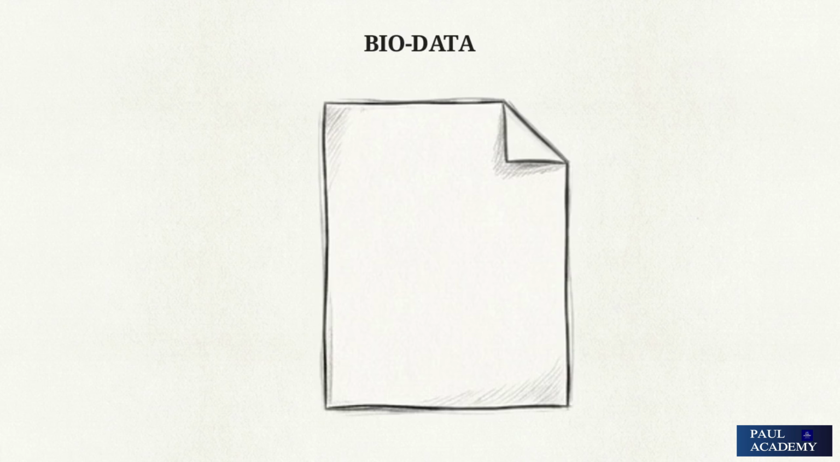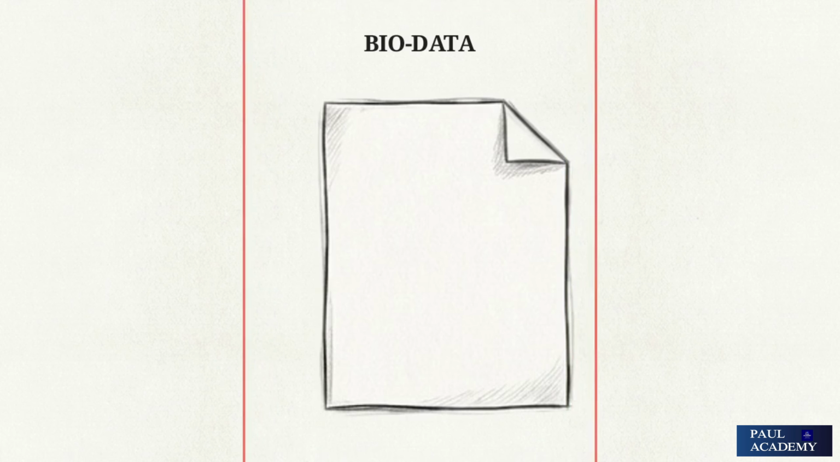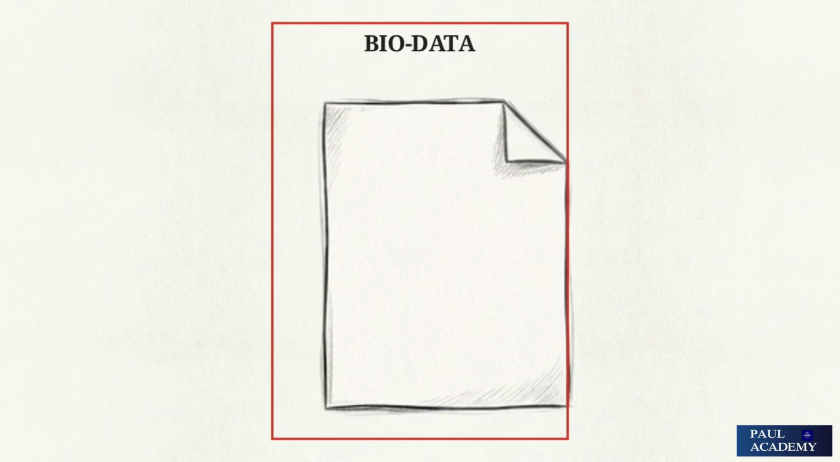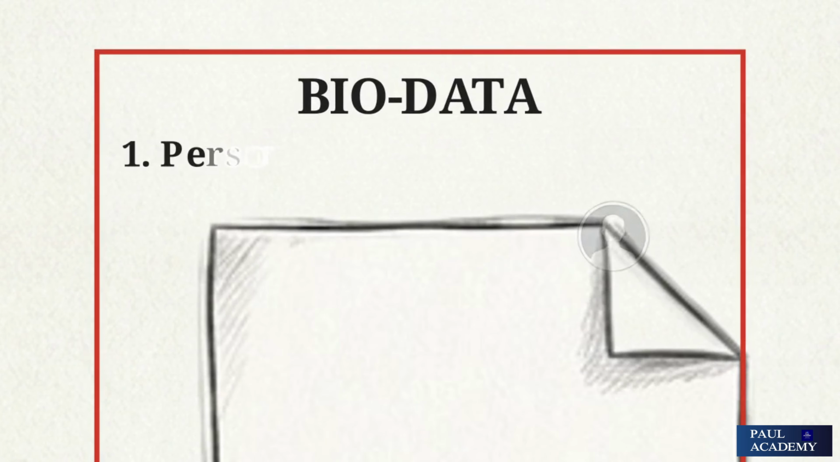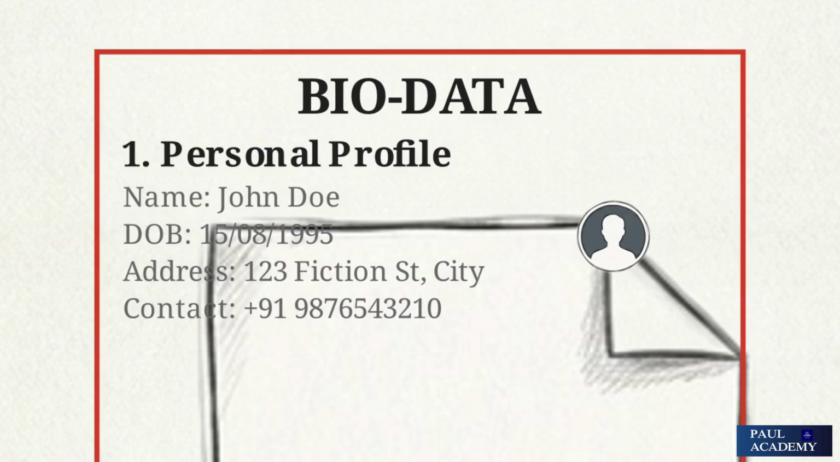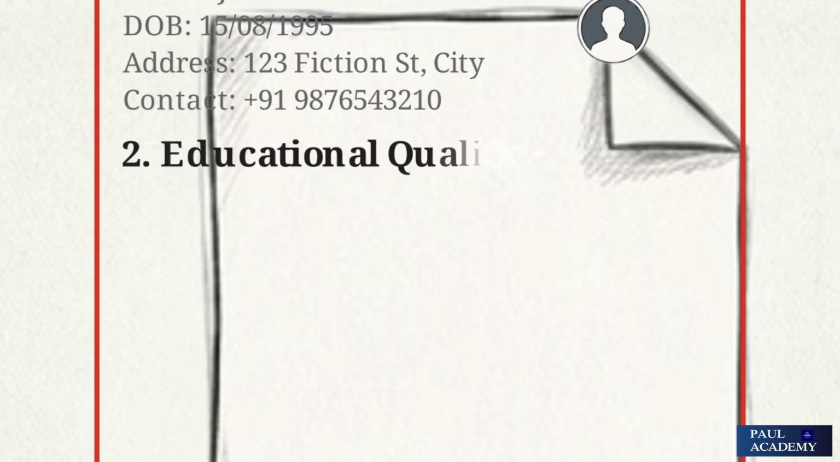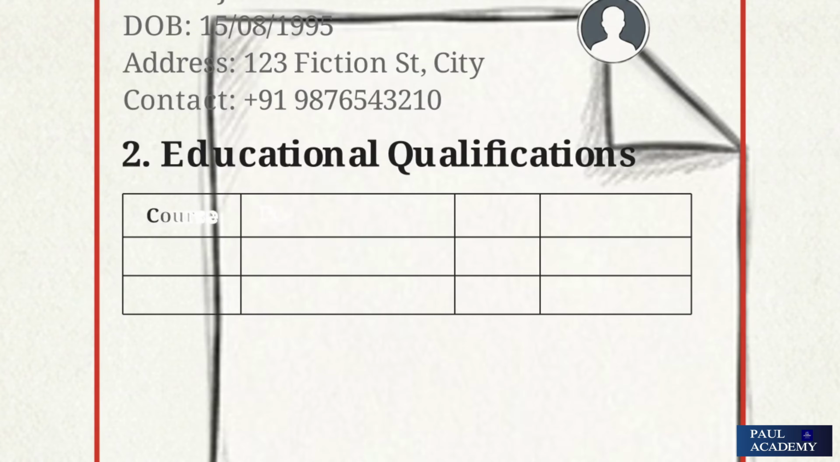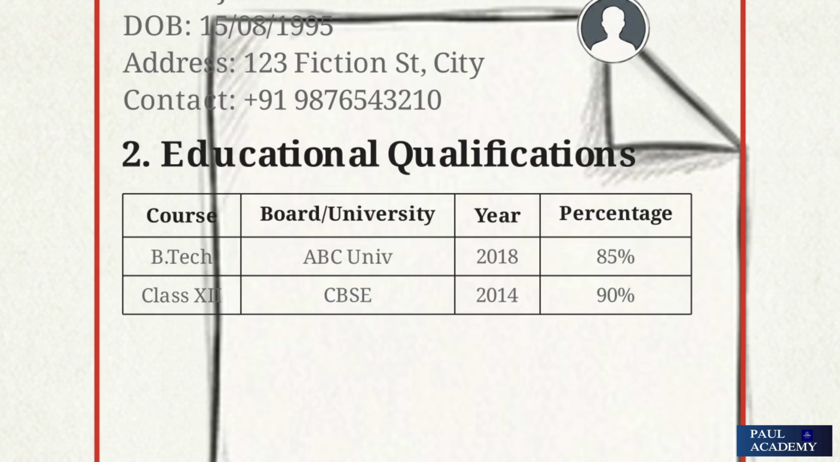Now we transition to the second half of the task, the biodata. We start by drawing a bold, rectangular box. Your entire biodata must sit inside this physical boundary. Inside, we divide the information into 4 distinct categories. Category 1 is the personal profile, with fictitious details. Category 2 is educational qualifications. Draw a 4-column table labeled course, board or university, year, and percentage.